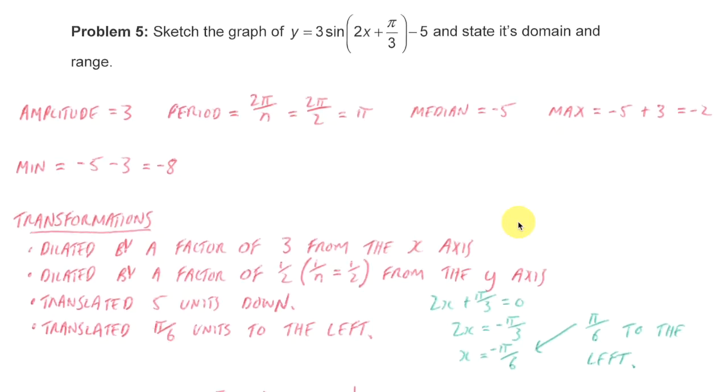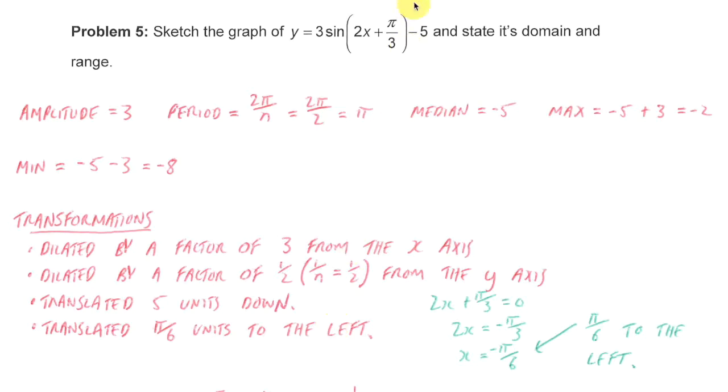Transformations in order DRT. We are dilated by a factor of 3 from the x-axis. So every y value has been multiplied by 3. We are dilated by a factor of 1/2 from the y-axis. So every x value is multiplied by a half. We are translated 5 units down, and we are translated pi on 6 units to the left.